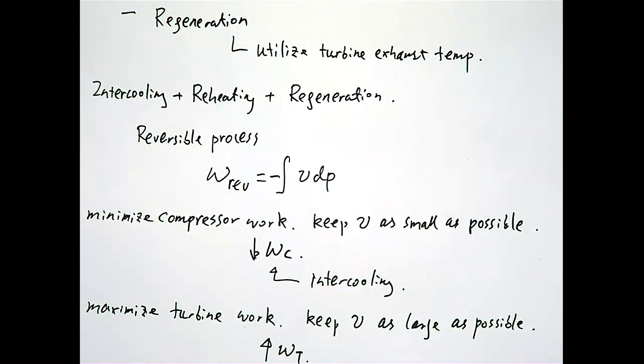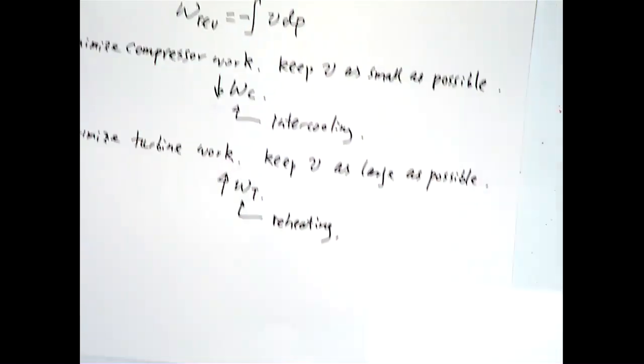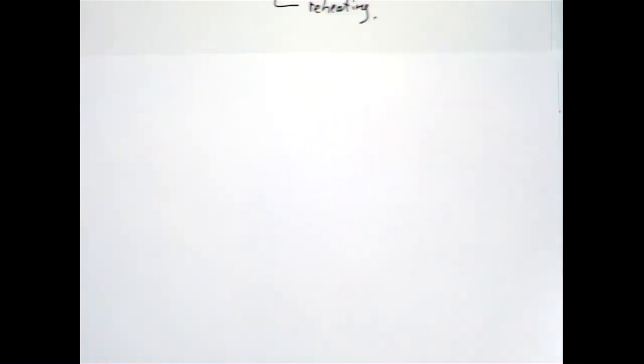All right, so that's the idea in terms of increasing the overall work output from the cycle. Right, you reduce the work requirement at the compressor, and you increase the work output at the turbine. So overall, the cycle will have larger work output. So if we look at how the schematic looks, that will be easier in terms of understanding.